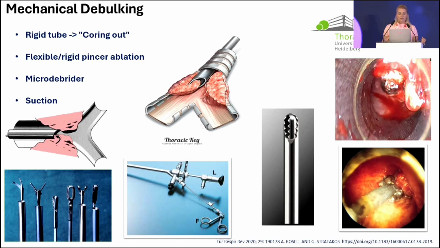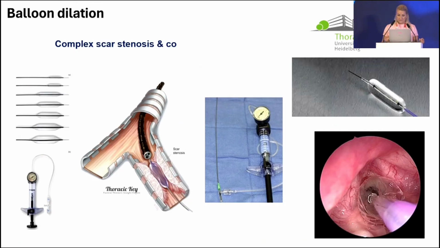Starting with mechanical debulking, what can we do? We can work with a rigid tube, do the coring out. We can use a flexible or rigid pincer ablation. We can use a microdebrider that you see here, and then suction the tissues and clear the airways.